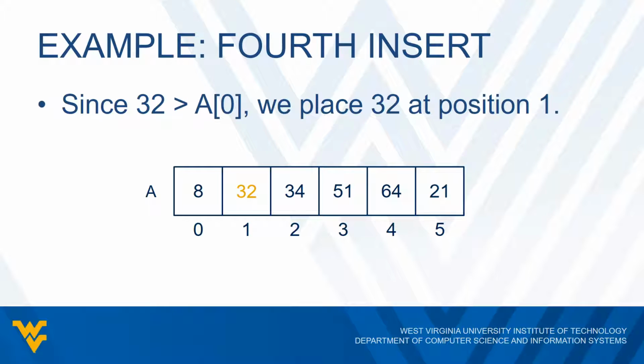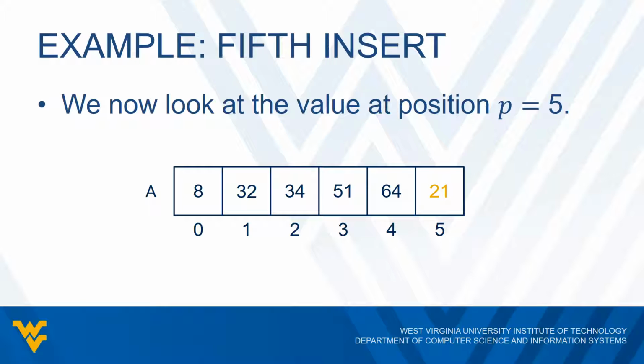And then finally we see that 32 is greater than 8, so we don't shift anything anymore. We know that A1 is the correct place for 32, so we'll put 32 at that spot. We'll now do the last iteration, which will be at position 5.